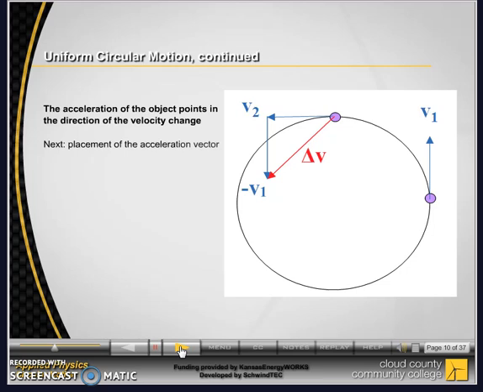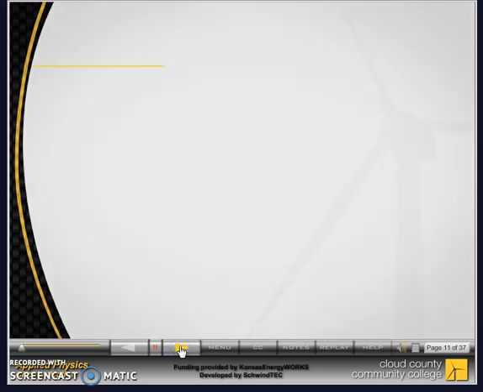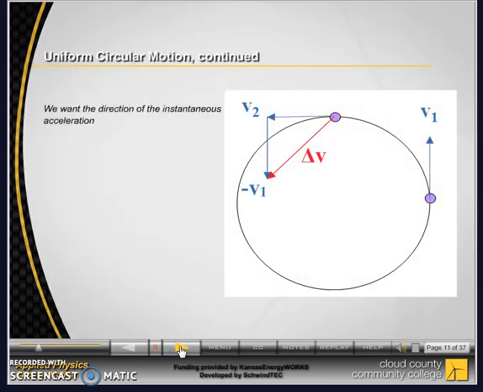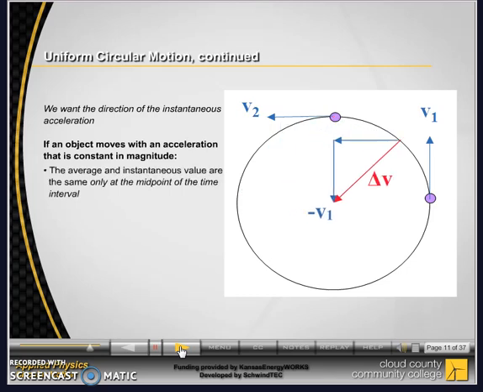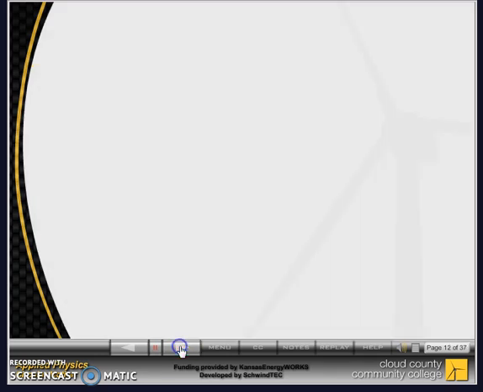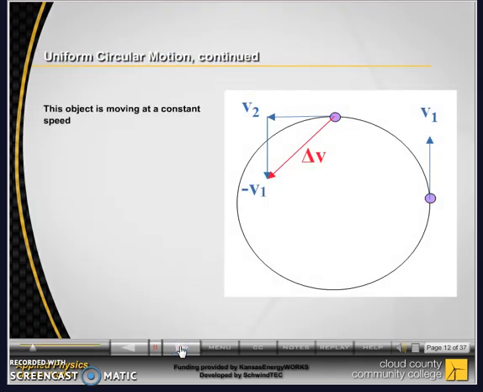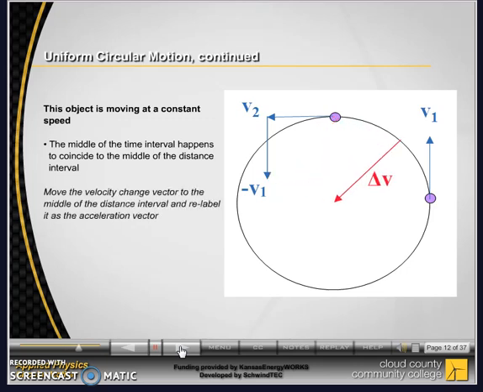Now comes the placement of the acceleration vector. Where does it go? Well, remember that the expression we are using gives the average acceleration of the object. We want the direction of the instantaneous acceleration. We note that if an object moves with an acceleration that is constant in magnitude, the average and instantaneous values are the same only at the midpoint of the time interval. Because this object is moving at a constant speed, the middle of the time interval happens to coincide with the middle of the distance interval. We move the velocity change vector to the middle of the distance interval and relabel it as the acceleration vector.